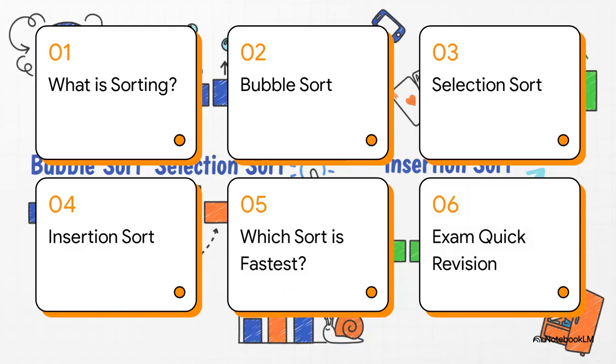So here's our plan for today. First, we'll understand what sorting actually is. Then, we'll look at three main types: bubble sort, selection sort, and insertion sort. After that, we'll figure out which one is the fastest, and finally, we'll do a quick revision just for your exams. Ready? Let's dive in.